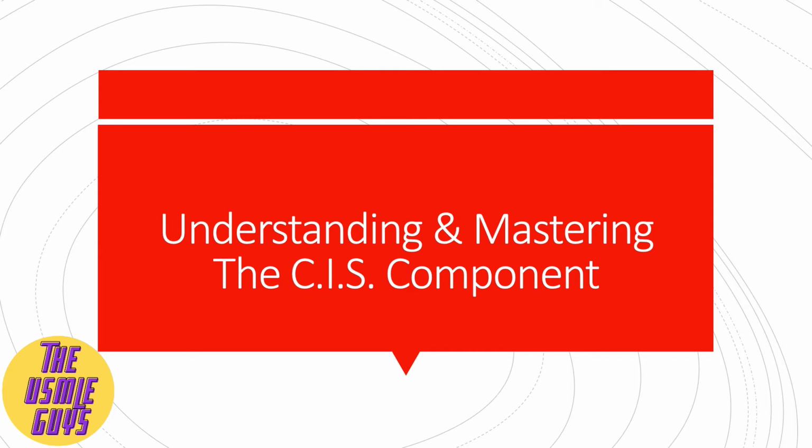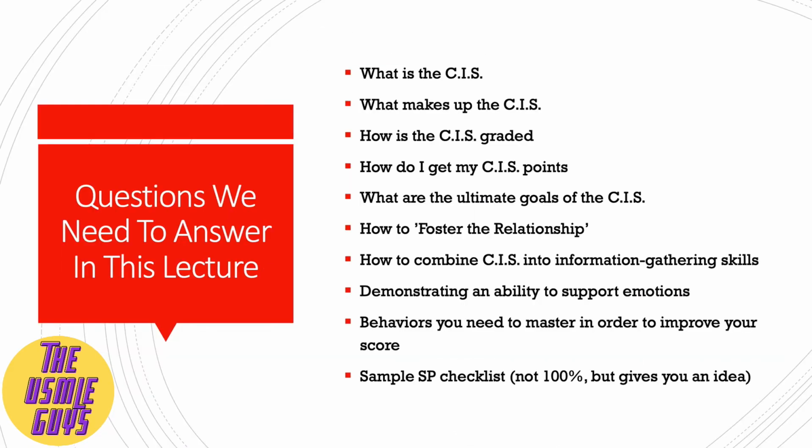All right, up next, we're going to discuss understanding and mastering the CIS component. Now, the questions that we need to answer in this lecture include: What is the CIS? What makes up the CIS? How is the CIS graded? How do I get my CIS points? What are the ultimate goals of the CIS? How to foster the relationship? How to combine CIS into information gathering skills? How to demonstrate an ability to support emotions? Behaviors you need to master in order to improve your score.